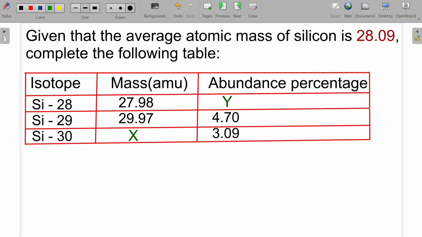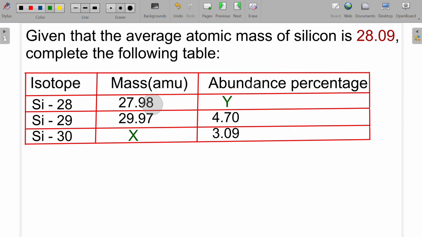Hello viewers, so we have this question that says, given that the average atomic mass of silicon is 28.09, complete the following table. On the table, we are given isotopes of silicon: silicon 28, 29, and 30. And then we are given their masses in terms of atomic mass units, and we are also given the percentage abundance on the other side.